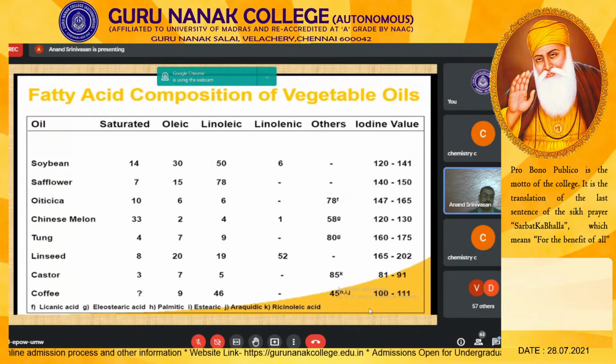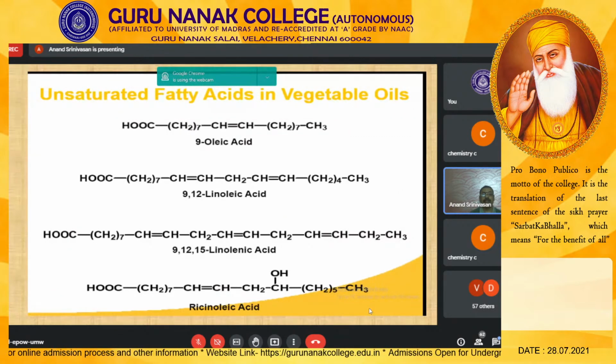You can see eleostearic acid, and palmitic acid is present in our coconut oil, which is in fact good for your corona disease. The coconut oil is one of the remedies, nobody knows it. The palmitic acid acts against the virus. And you also have unsaturated fatty acids in vegetable oils, which are oleic acid, linoleic acid, with double bonds at positions 9, 12, 15, and ricinoleic acid.